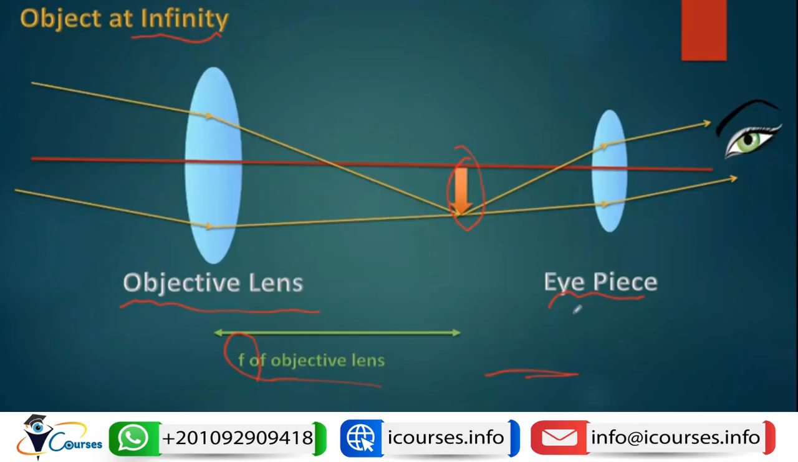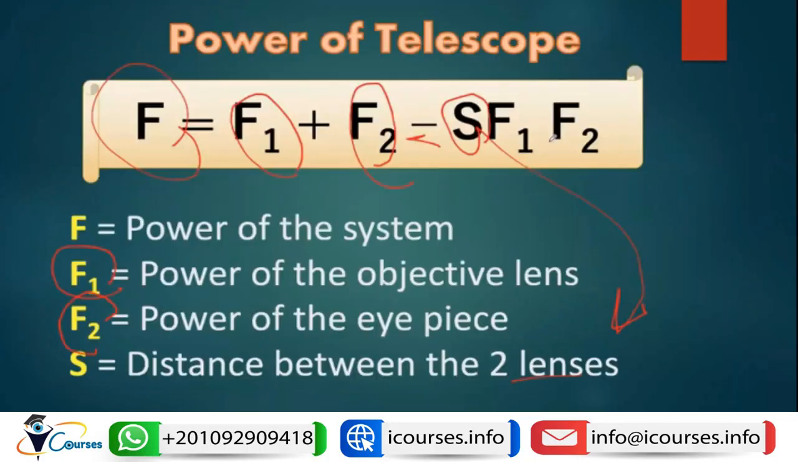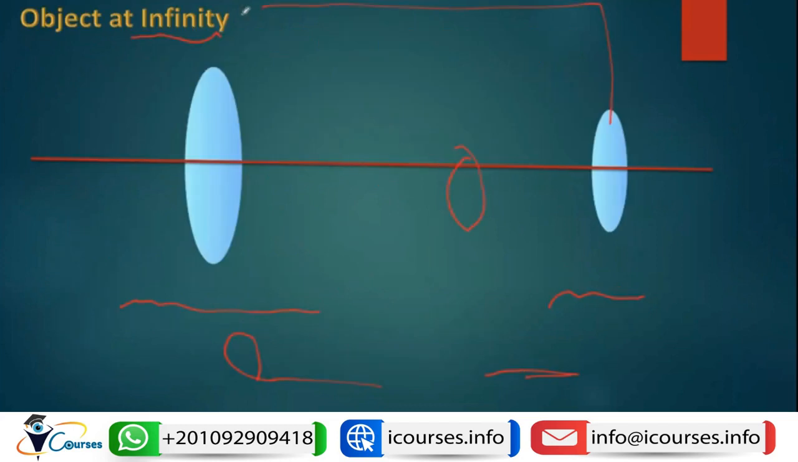Dr. Magid is asking, where is the S? Dr. Magid, by referring to the previous formula, the S is the distance between the two lenses. So here is the distance between the two lenses. So S is not present in the illustration of the optics, but it is only present in the formula.